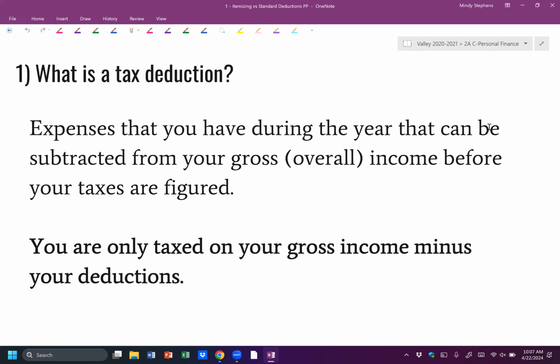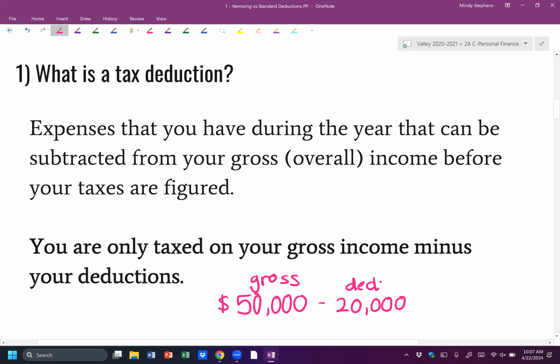Let me just give you an example in money. Let's say that we made $50,000. This is our gross income, that's how much we made in the entire year. And then we have whatever our tax deduction is. Let's say our tax deduction is $20,000. We would subtract those and I would get $30,000. This is what we're paying tax on. This is what's called our taxable income.